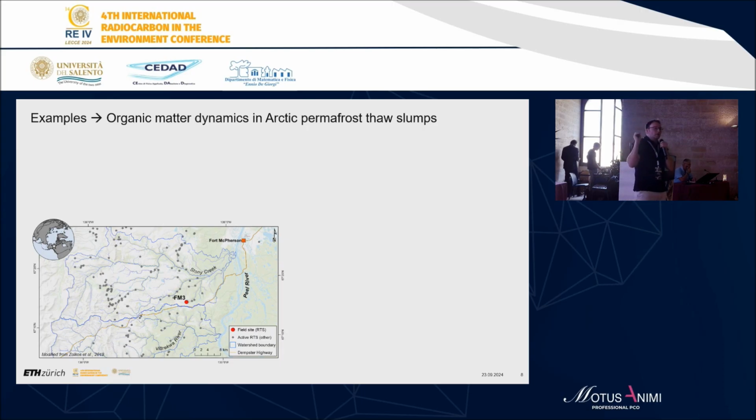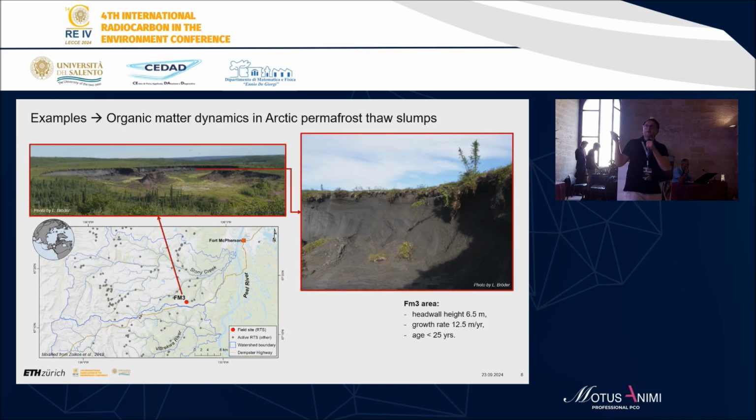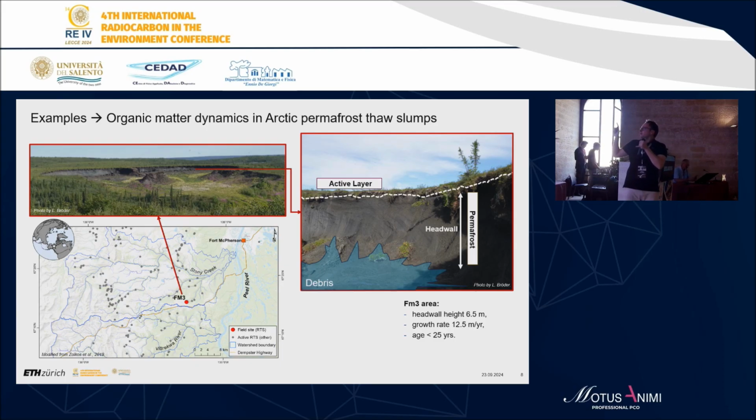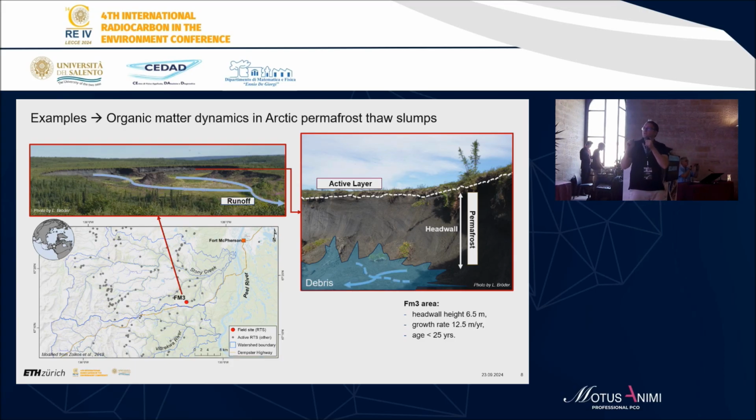Well, here we are close to the Yukon: northern Canada, northwest Canada, Alaska, and we are in the First Nation lands. All the gray dots are those slumps, showing how big they are and how they look. This is an aerial view. And this is a 6-meter headwall, where the top part is the active layer, with 6 meters of exposed permafrost, and debris which then runs off to the Peel River.